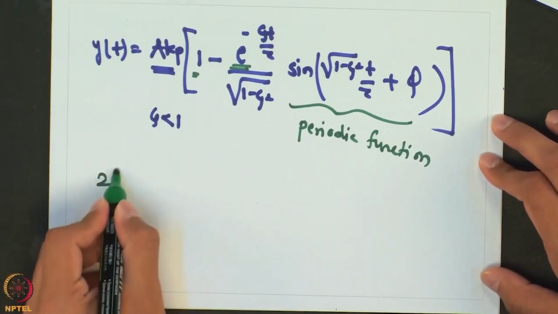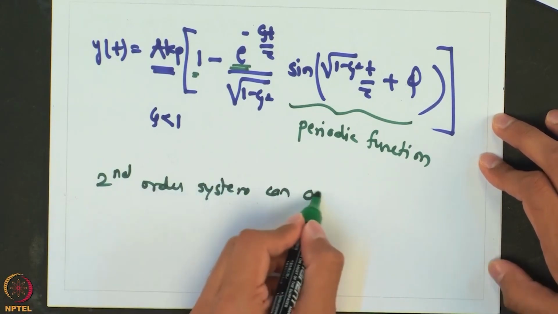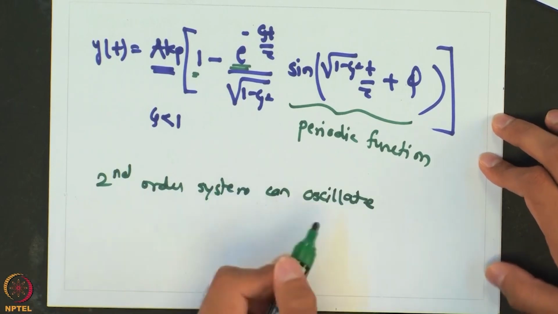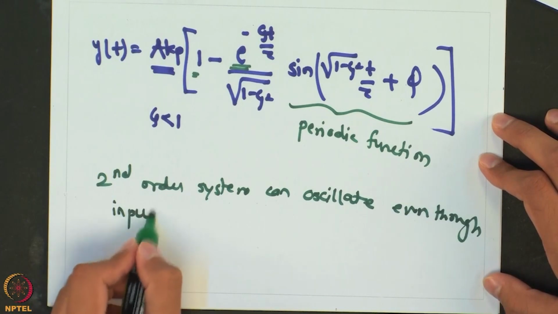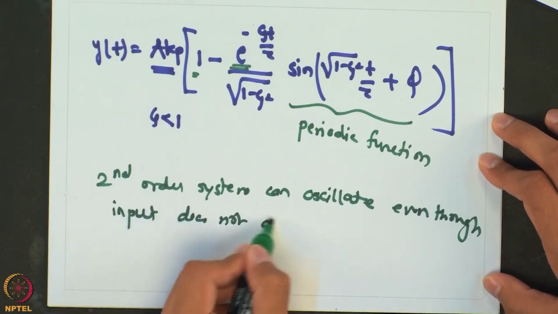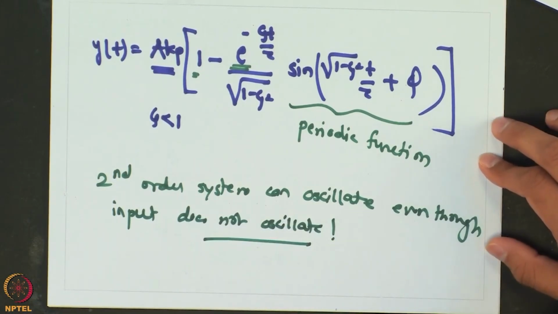So, this second order system can oscillate even though the input does not oscillate. This was not possible in a first order system. When we talked about a first order system, if we give a sinusoidal input, you will get a sinusoid at the output. So, if you oscillate the input, the output will oscillate, but when the input was constant, the output would never oscillate. Not the case with the second order system.